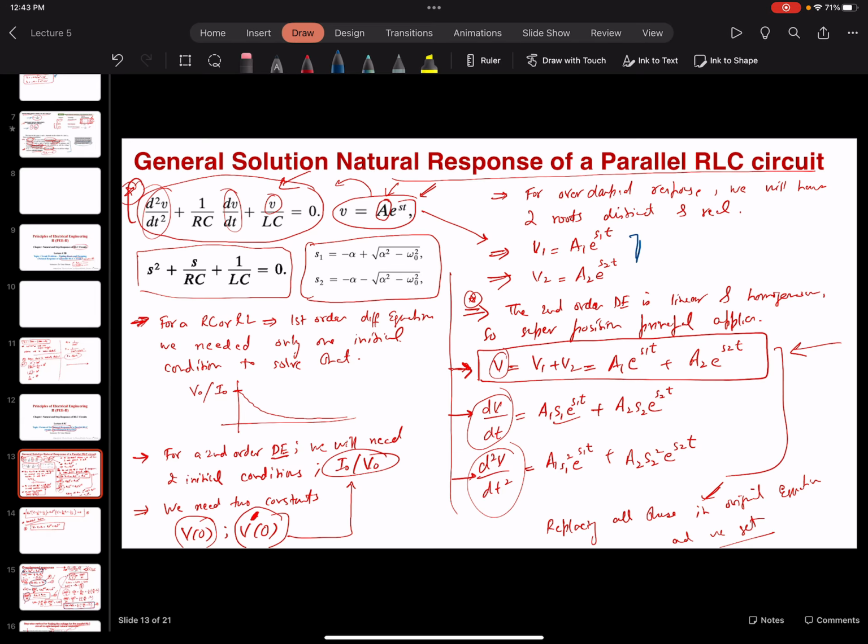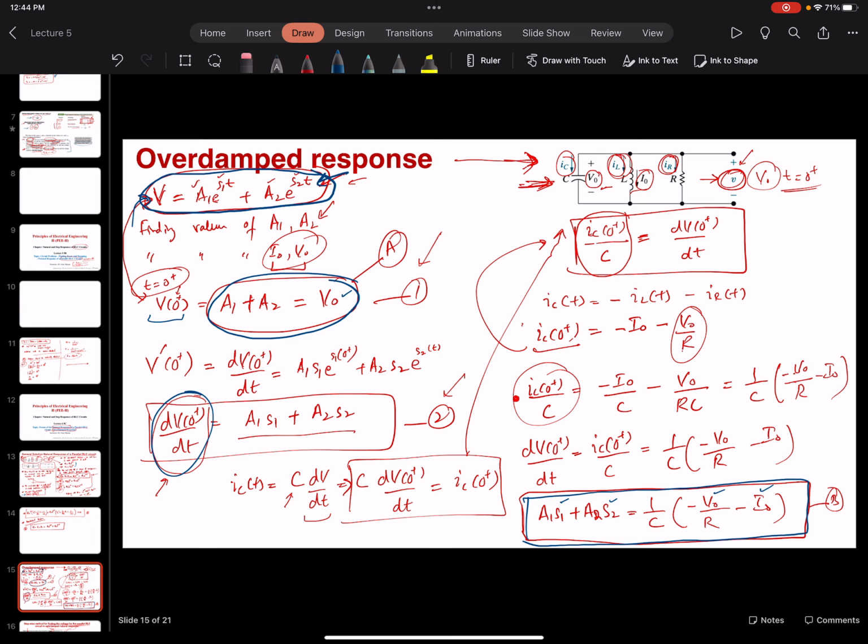Why we ended up going all the way over here is because we have a second order differential equation and we have two initial conditions, I naught and V naught. In order to use these initial conditions, we're going to have two constants, right? We can evaluate those two constants using V naught and V dash of 0. And then we ended up solving all of this to come up with these two constants, these two equations, right? So one was this, A1 plus A2 equals V naught, and the other one was this.